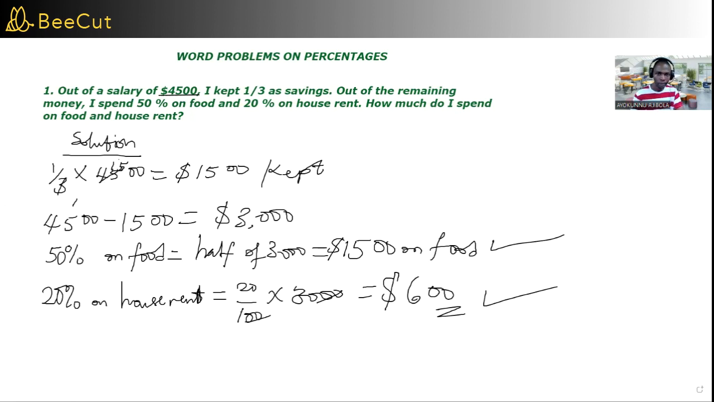So the second question says, a certain school has 120 teachers. If this constitutes 30% of its workforce, find the number of employees in the school.